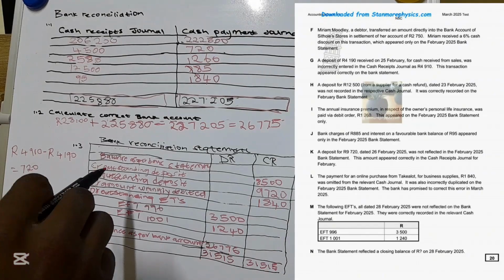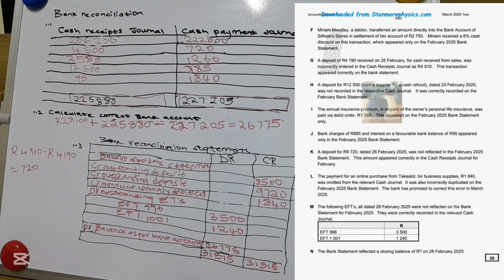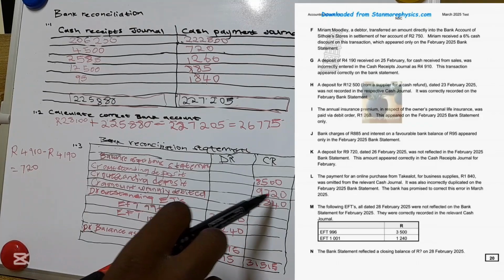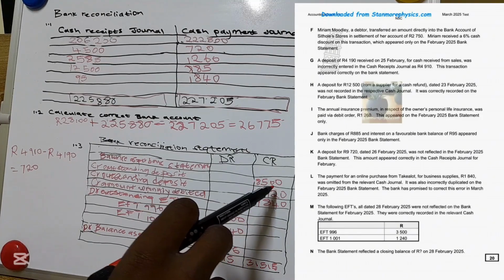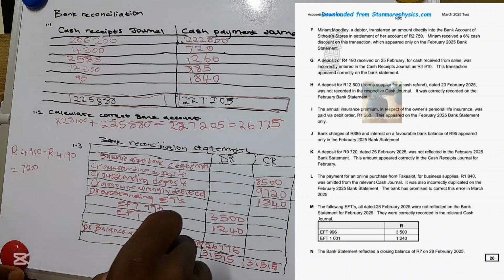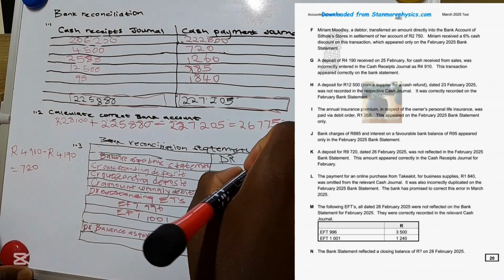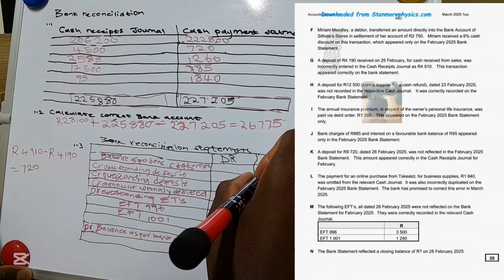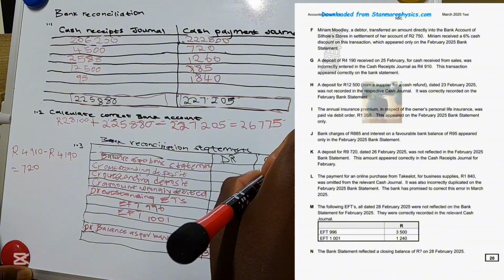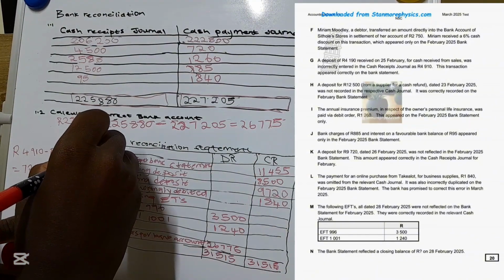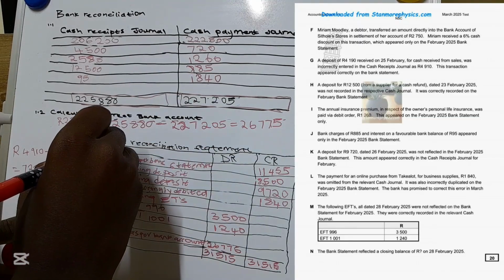So now, as we want the amount for balance as per bank statement, you're going to take this total and you minus 1,840, you minus 9,720, and you minus 8,500, which is going to give us 11,455. So this is going to be a credit balance. This is recorded on the credit side.